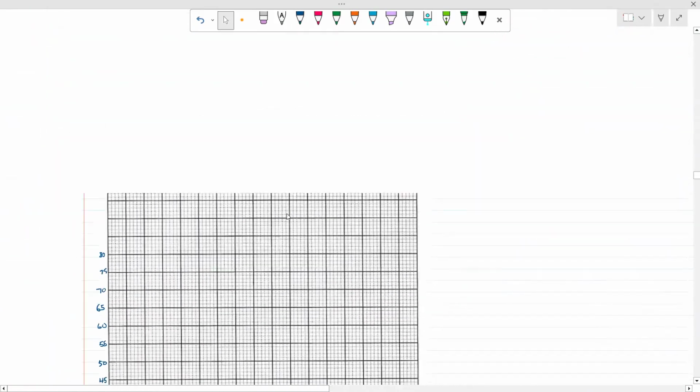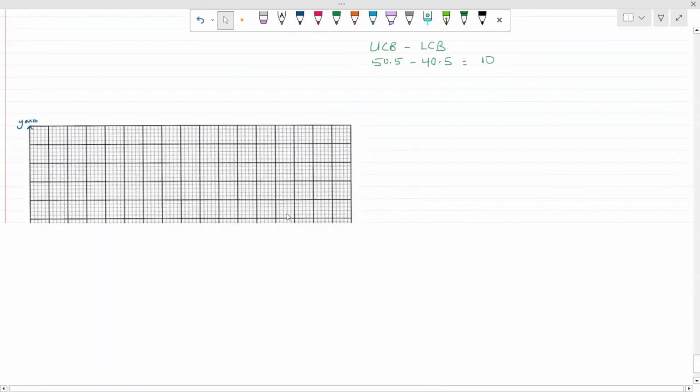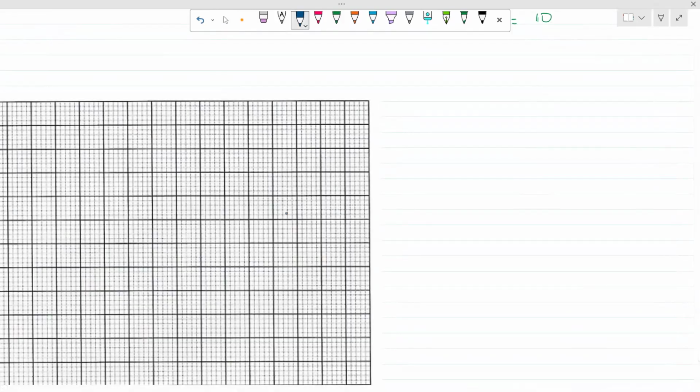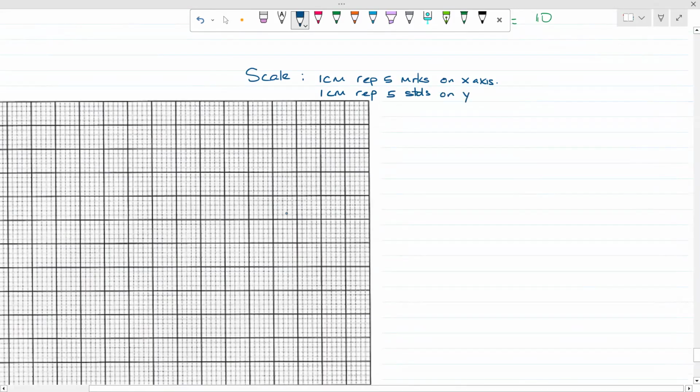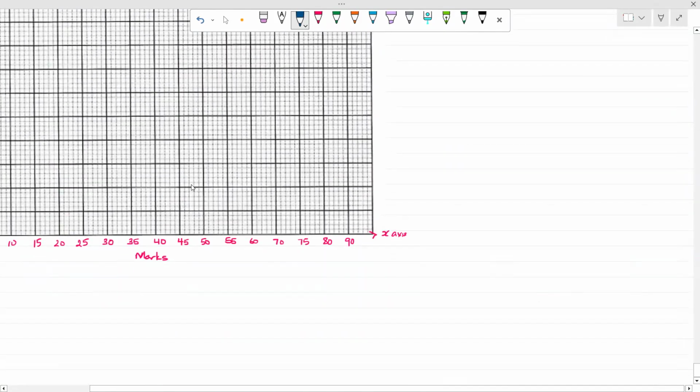And then let's go put in our scale. A scale, 1 centimeter represents 5 marks on x-axis, 5 students on the y-axis. Right. Now let's talk about plotting this curve, this cumulative frequency curve.